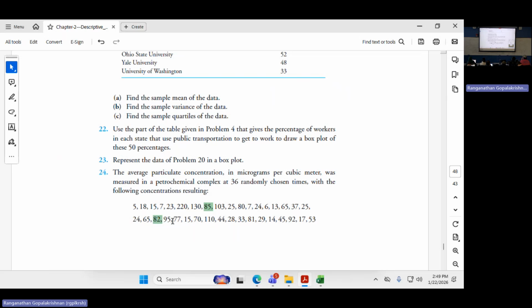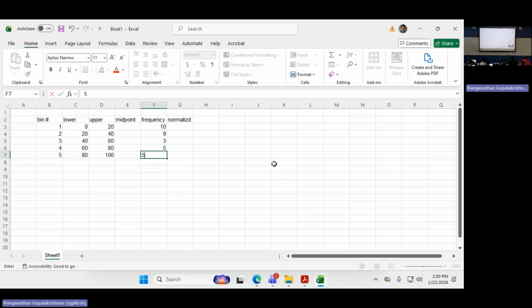80 to 100: 82, 95, 81, 92. That's 5 entries. Yes, no? 5 entries? Yes. 5. Next bin, 100 to 120.